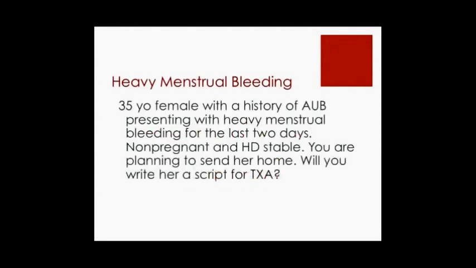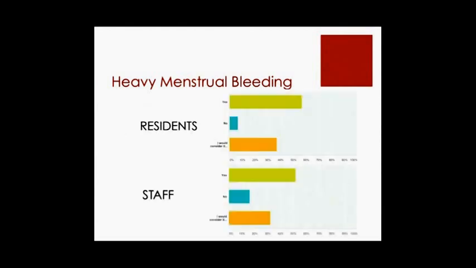I don't think I have time for questions just yet. Let's move on to our last topic of the day, menstrual bleeding. The case I gave you, poor woman that suffers from abnormal uterine bleeding, presents with heavy menstrual bleeding for the last 2 days. She's stable, you want to send her home, she's not pregnant. Would you give tranexamic acid? It seems like most people would give it or would consider giving it.